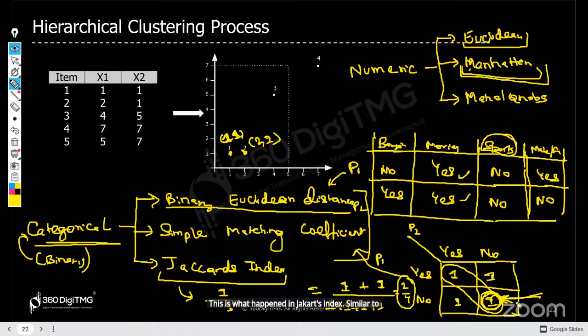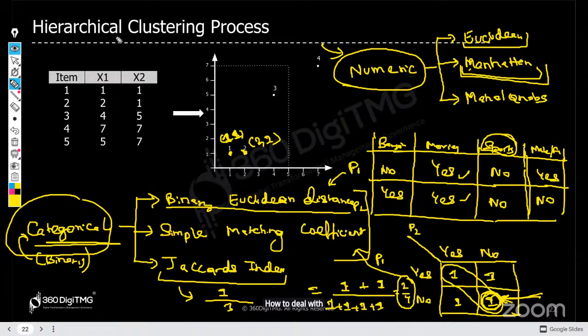Now we have completed our numerical case. How to find the distance when the data are numerical, we have completed. What happens if the data are binary? How to deal with binary data, like yes or no, Boolean kind of data? But what will happen if we are having a mixture of both categorical data and numerical data?